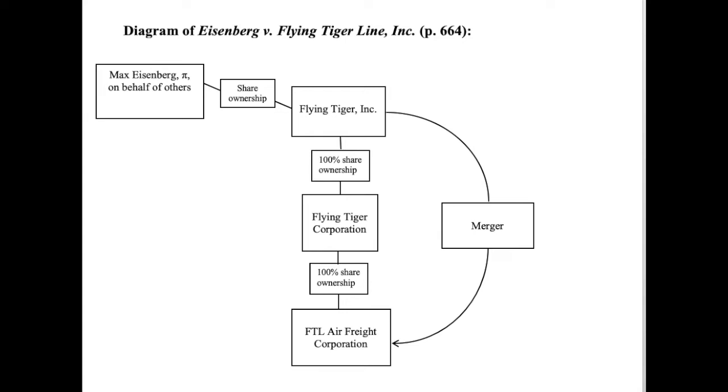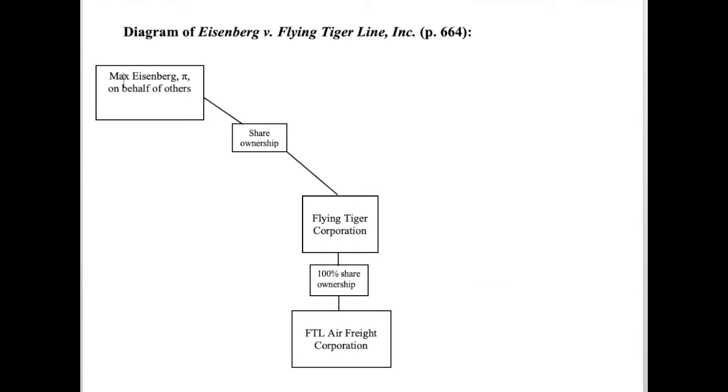Now here's something important to understand. When this merger was effected, the consideration that was given to the shareholders of Flying Tiger Incorporated, the original operating company, was shares in the new subsidiary that's in the middle, Flying Tiger Corporation. That has the effect of making all the shareholders of the operating company into shareholders of the new holding company, which is Flying Tiger Corporation.